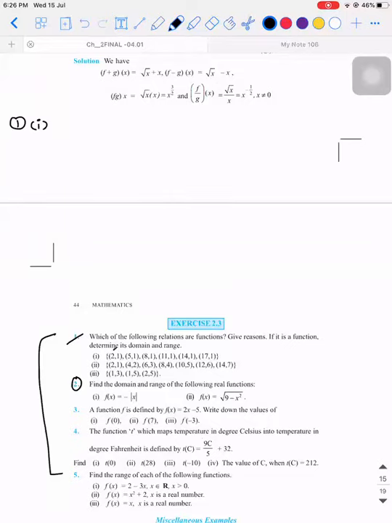So you have to look at the first element. No two ordered pairs have the same first element. Hence, it is going to be a function. So answer is yes. And what will be the domain? 2, 5, 8, 11, 14, 17. The set of 2, 5, 8, 11, 14, and 17. Second one, is it a function?